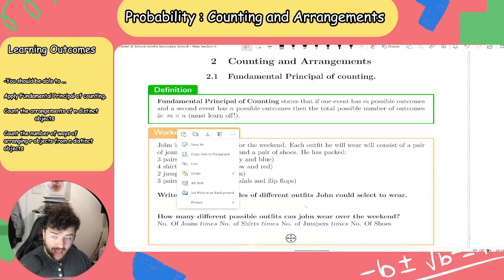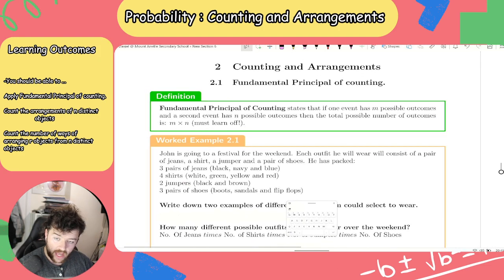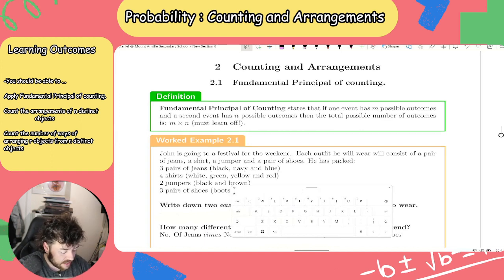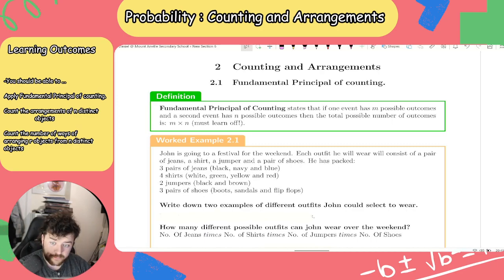Hello everyone. Okay, so in this video we are starting our little journey on probability, and we're going to be looking at counting and arrangements. So we're going to be looking at, first of all, the fundamental principle of counting. This is one of the more basic rules of probability, but what is it?